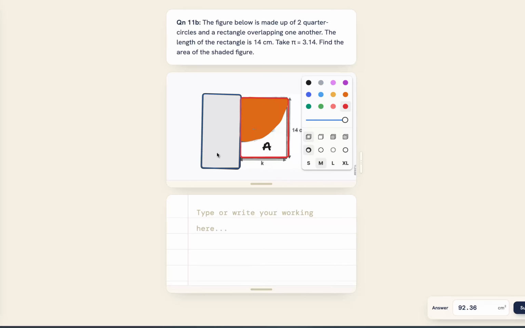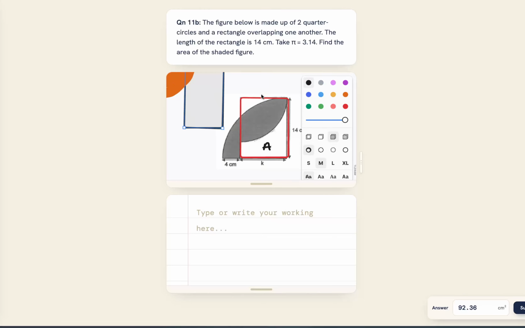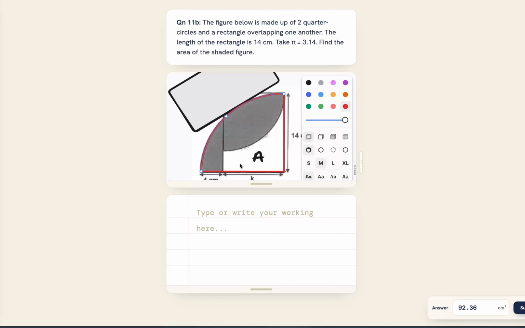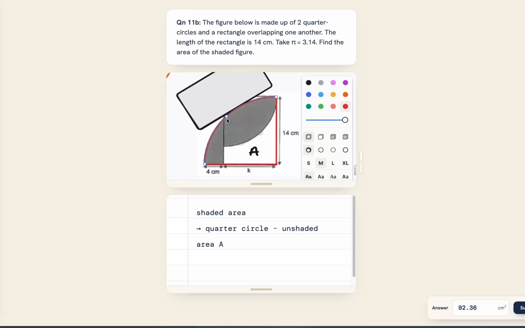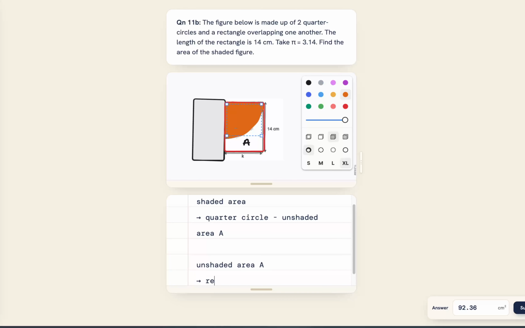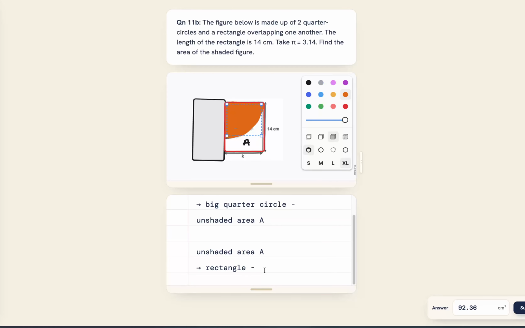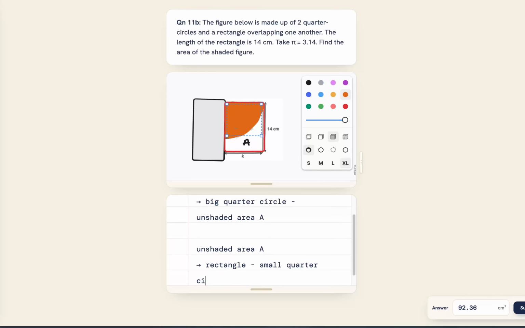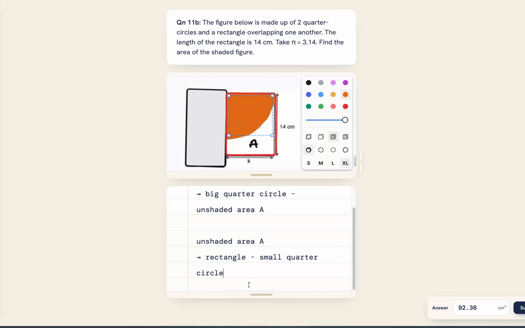Once we get the unshaded area A, then the next thing is we can just have the whole of this quarter circle, which you see over here, minus the unshaded area A, and you will get the shaded area. So to get the shaded area, we need the quarter circle minus unshaded area A. And to get unshaded area A, we need the rectangle minus the, I call this the big quarter circle just now, and we minus the small quarter circle. All right, so with that said, let's do the unshaded area first.